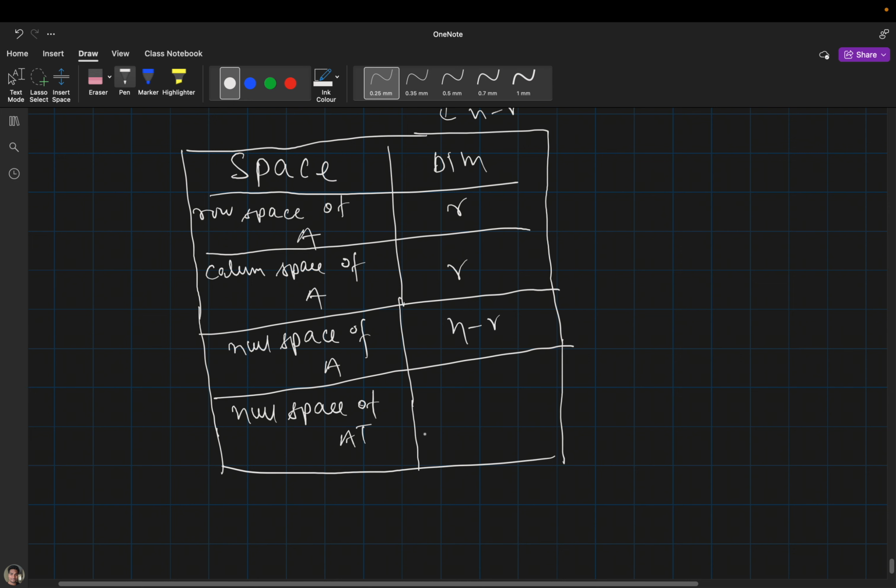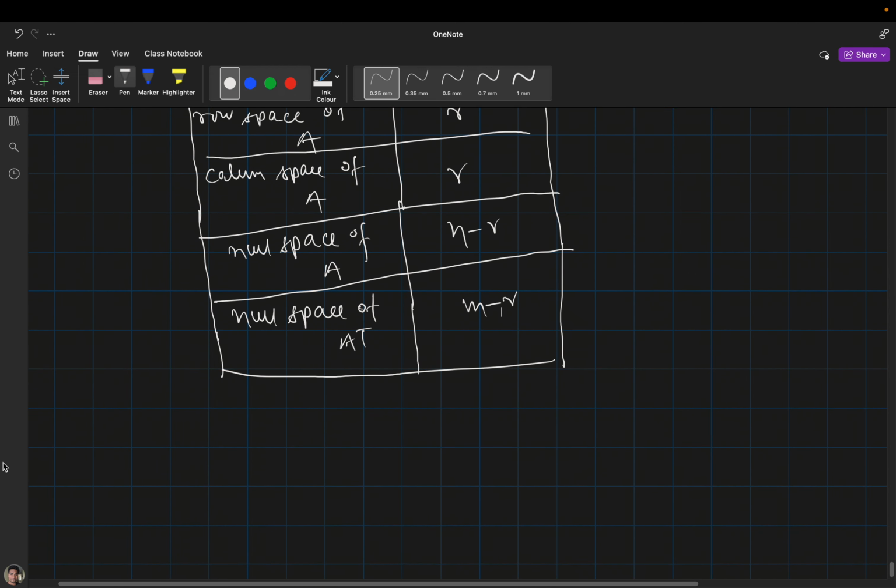And what is the null space of A transpose? It will be M minus R. Just transpose it, then the number of columns will become the number of rows. The dimension will remain the same whether it is A or A transpose. We have already talked about that. So this time the null space will be M minus R.